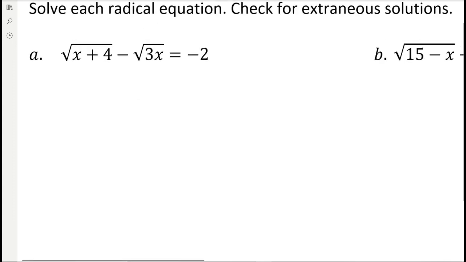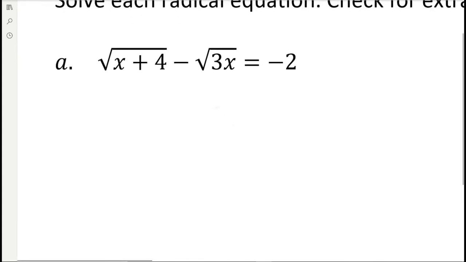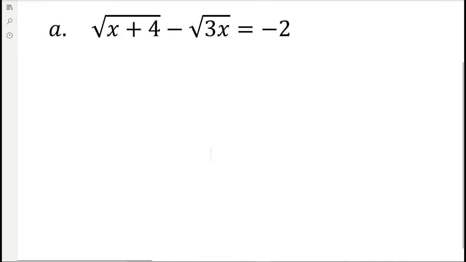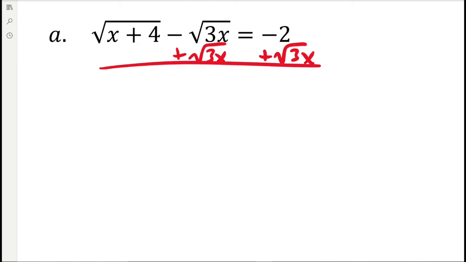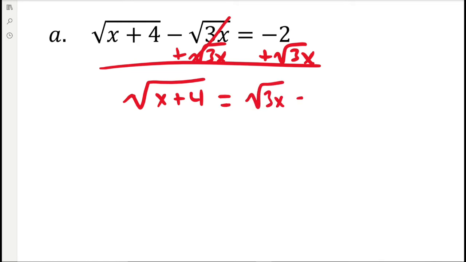Okay, so let's solve the first one here. We got a double radical, so we're going to have to isolate one of the radicals. So let's move this square root of 3x over to the right-hand side by adding it. So this cancels because we got a negative and a positive there. We have the square root of x plus 4 equals, I'm going to write this out as square root of 3x minus 2. Since you can't combine those, you might as well just write them out next to each other like that.